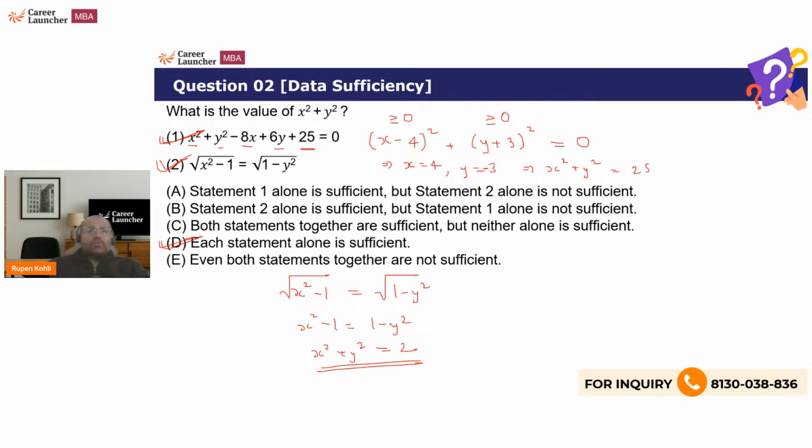One thing I want to point out over here. Statement 1 and statement 2 both are sufficient on their own, but the value of x square plus y square is not the same. Now you might be saying that they are contradicting each other, so why are we still saying each statement alone is sufficient? Some people have this confusion that we are not getting the same answer, so they are contradicting, so even both statements together are not sufficient should be the correct answer.